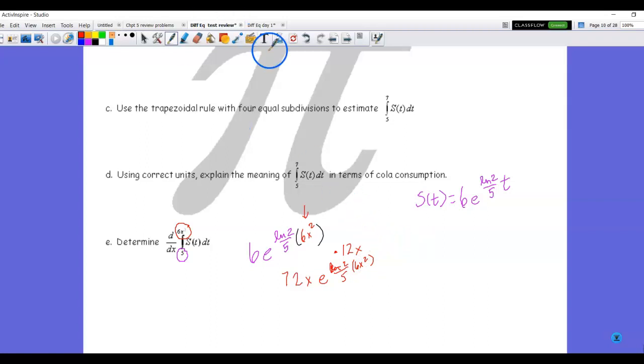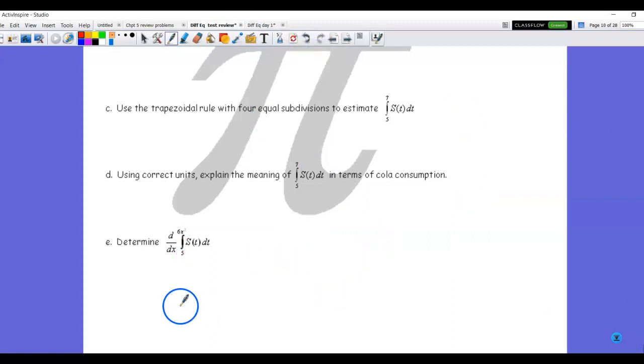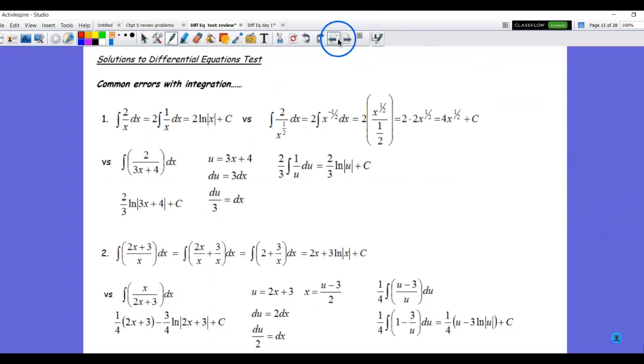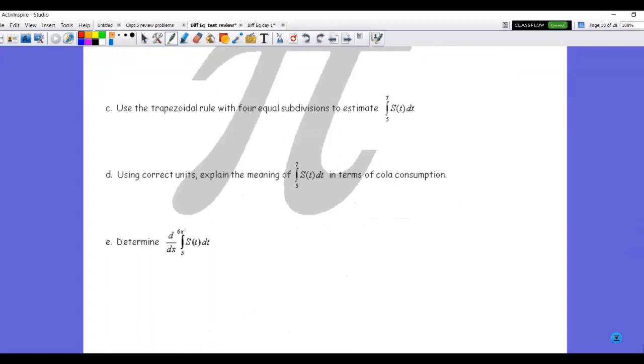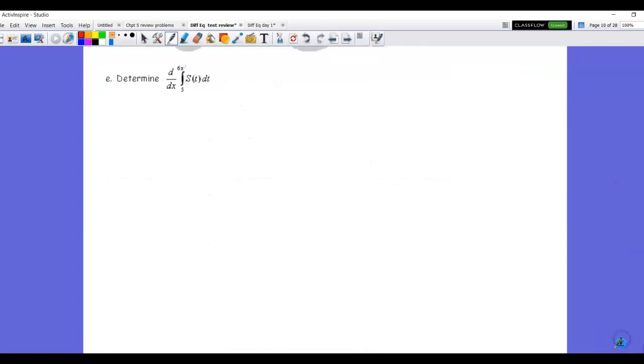And finally, the last problem is, maybe I have it on a separate page. Nope. Maybe I don't have the last problem on here. I'll write it on here. Let's see if I go down if I have it. Nope. The last problem is to solve the differential equation of 4x plus dx dt equal to 60.